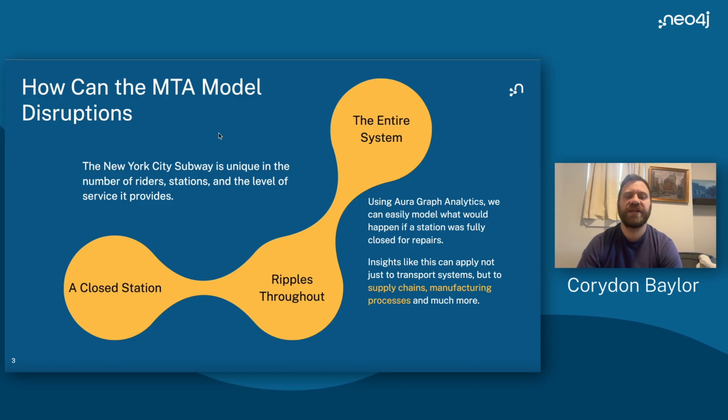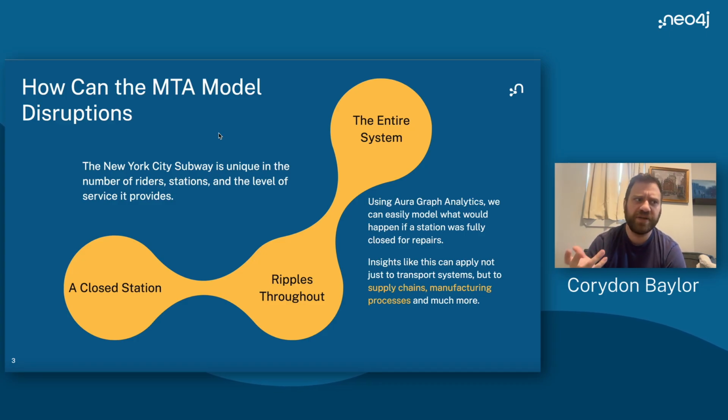So today we're going to be looking at how a closed station ripples throughout the entire system. New York City is unique in the number of riders, stations, and the level of service it provides, and by using Graph Analytics, we can easily model what would happen if a station were to be fully closed for repairs.